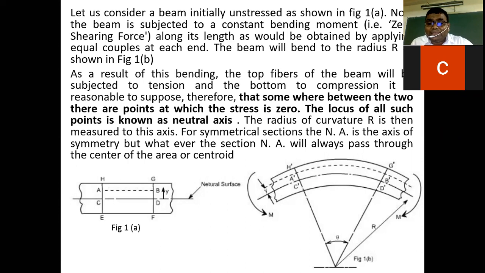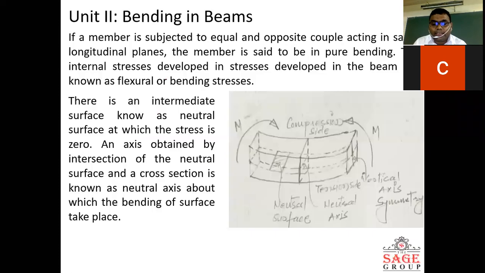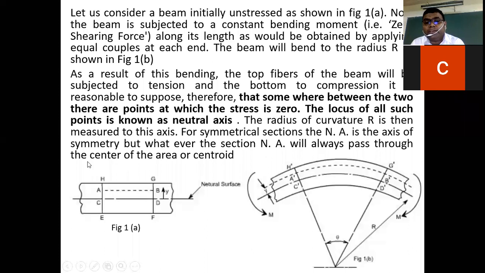For a symmetrical section, the neutral axis is the axis of symmetry, but whatever the section, the neutral axis will always pass through the center of area or centroid. So you try to understand it like this. This is the cross-section area, and we have this neutral axis, and one is passing over here also. So there is no effect over there. So this is always passing through the cross-sectional area. That's the meaning of this sentence.